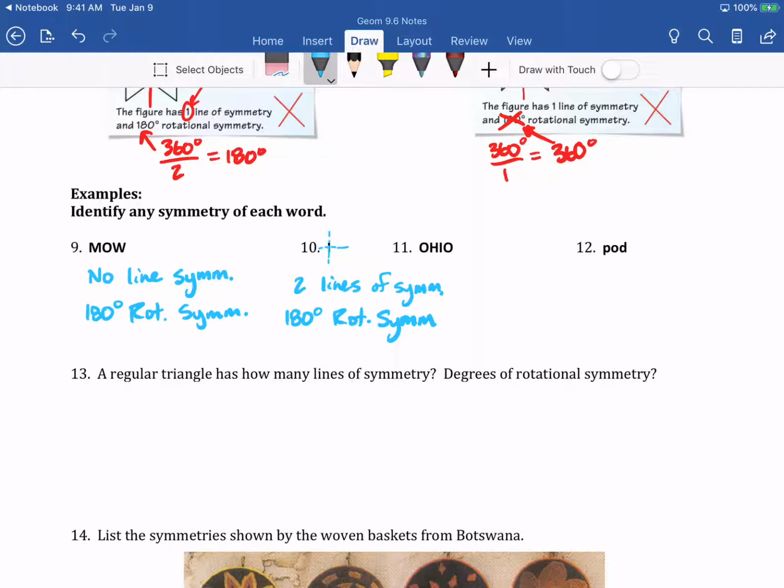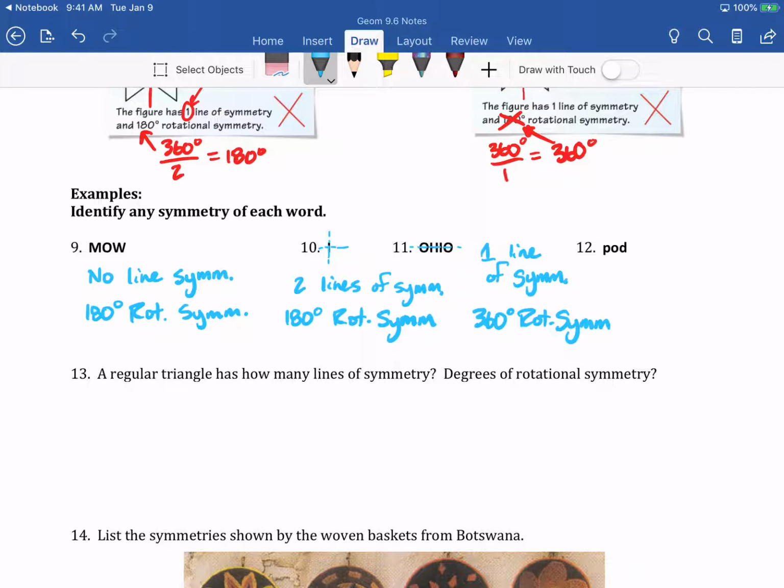Okay, the word Ohio, if you cut that straight through, notice it's the same on the top and the bottom. So it's got one line of symmetry. And if it's got one line of symmetry, I guess we could say it has 360 degrees rotational symmetry, because if you turn anything upside down, it turns back into the same thing.